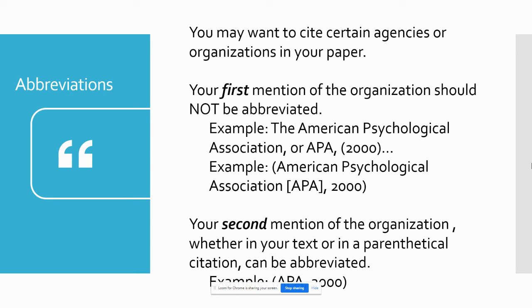If your source is in your text, use parentheses or commas to then clarify the acronym after listing the full name of the organization or agency. If your source is a parenthetical citation, use brackets to clarify the acronym after listing the full name of the organization or agency. In subsequent uses of the organization or agency's name, whether in text or parenthetical citation, you can then abbreviate or use an acronym.